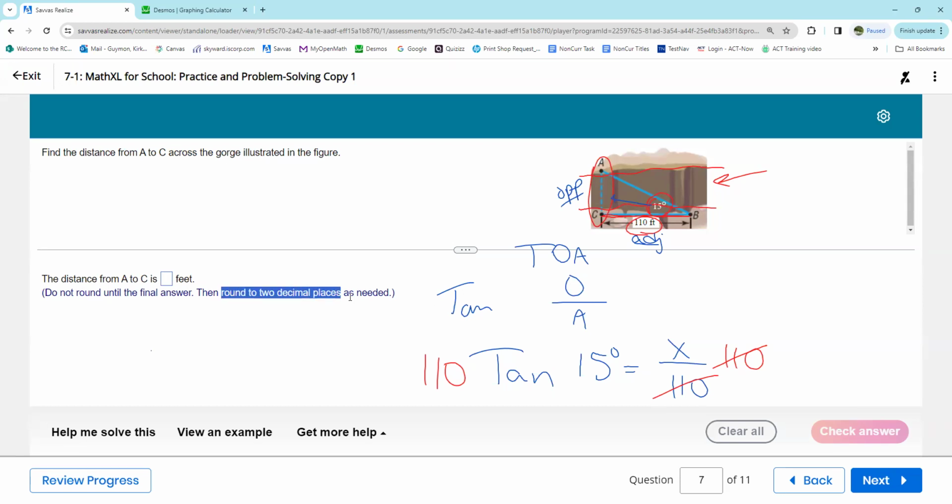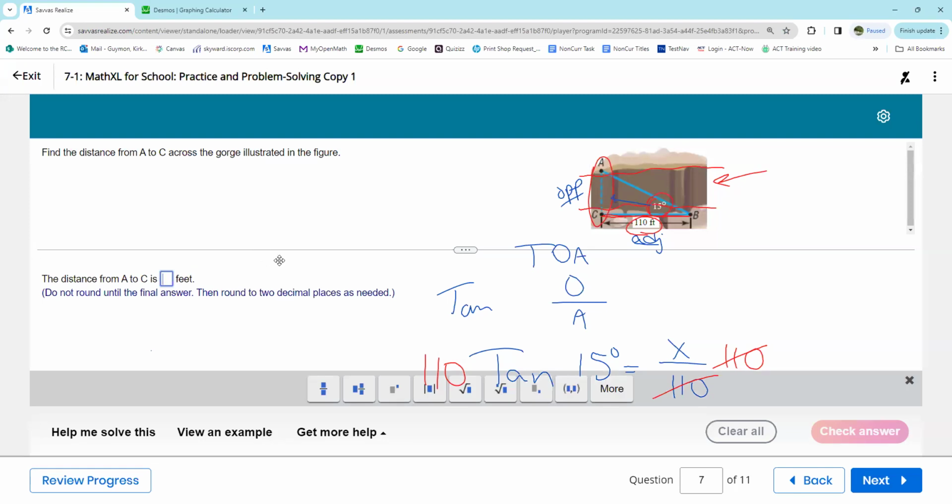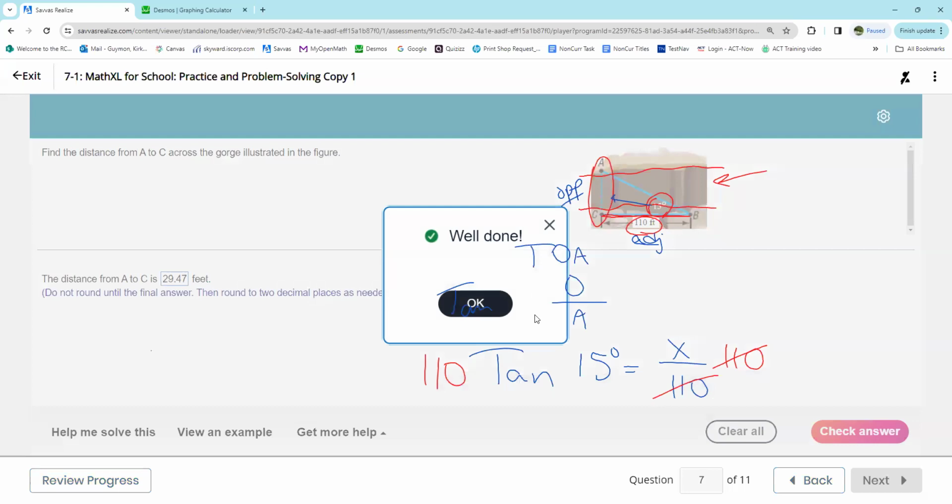and we were supposed to, in this problem, round to 2 decimal places. So 2 decimal places there, 29.47. Let's see how it likes that. 29.47. And there we have it.